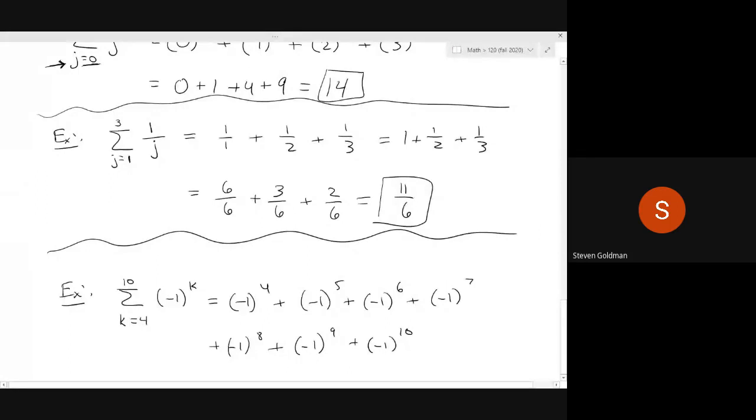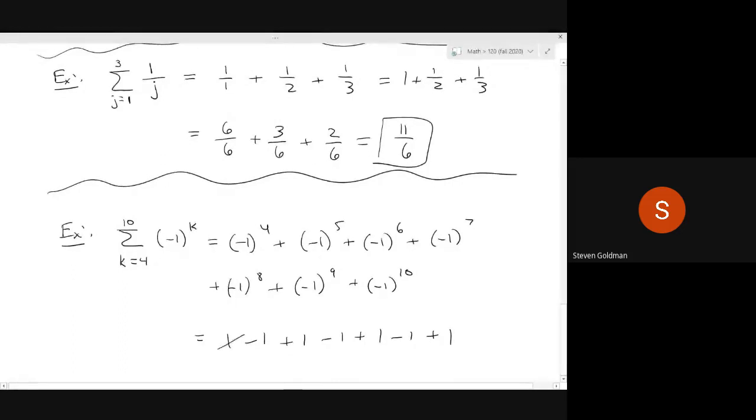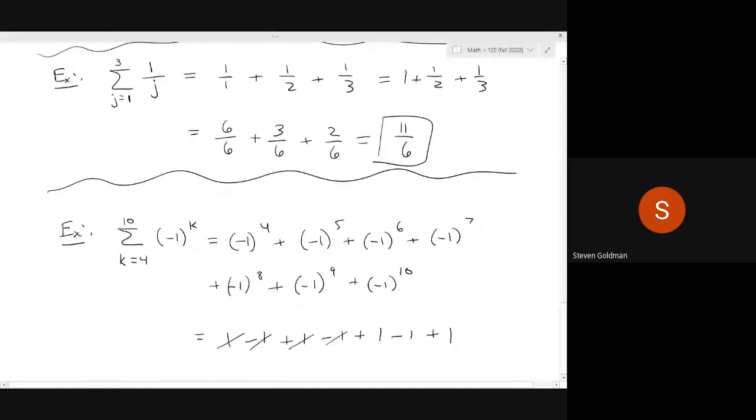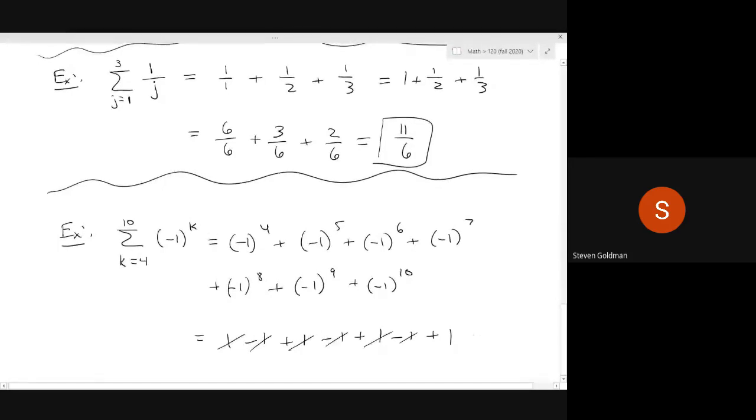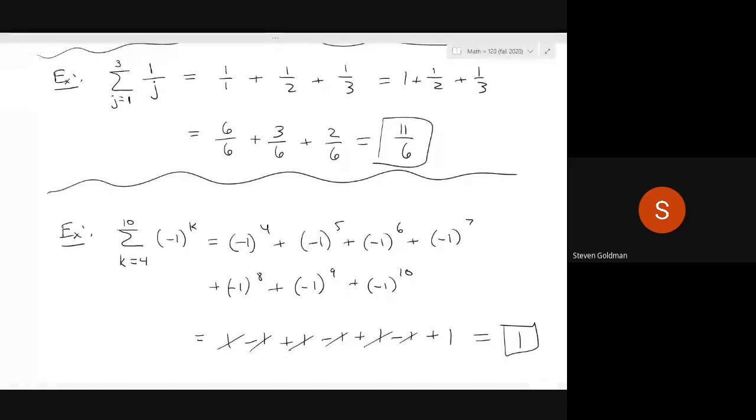Okay. Now, negative 1 to any even power will be 1, and negative 1 to any odd power will be negative 1. So this is 1 minus 1 plus 1 minus 1 plus 1 minus 1 plus 1. So 1 and negative 1 cancel, that's 0. 1 and negative 1 cancel, that's 0. 1 and negative 1 cancel, so that's 0. I'm left with 1. So this thing would be equal to 1. Okay. All right, so any questions on that so far?